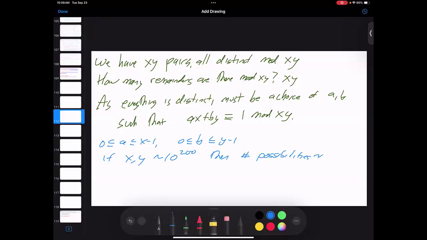So if X is of size 10 to the 200, how many A's do we have to look at? 10 to the 200. How many choices of B do we have to look at? 10 to the 200. If you have 10 to the 200 choices for A and 10 to the 200 choices for B, how many choices do you have for the pair AB? 10 to the 400. Good luck.